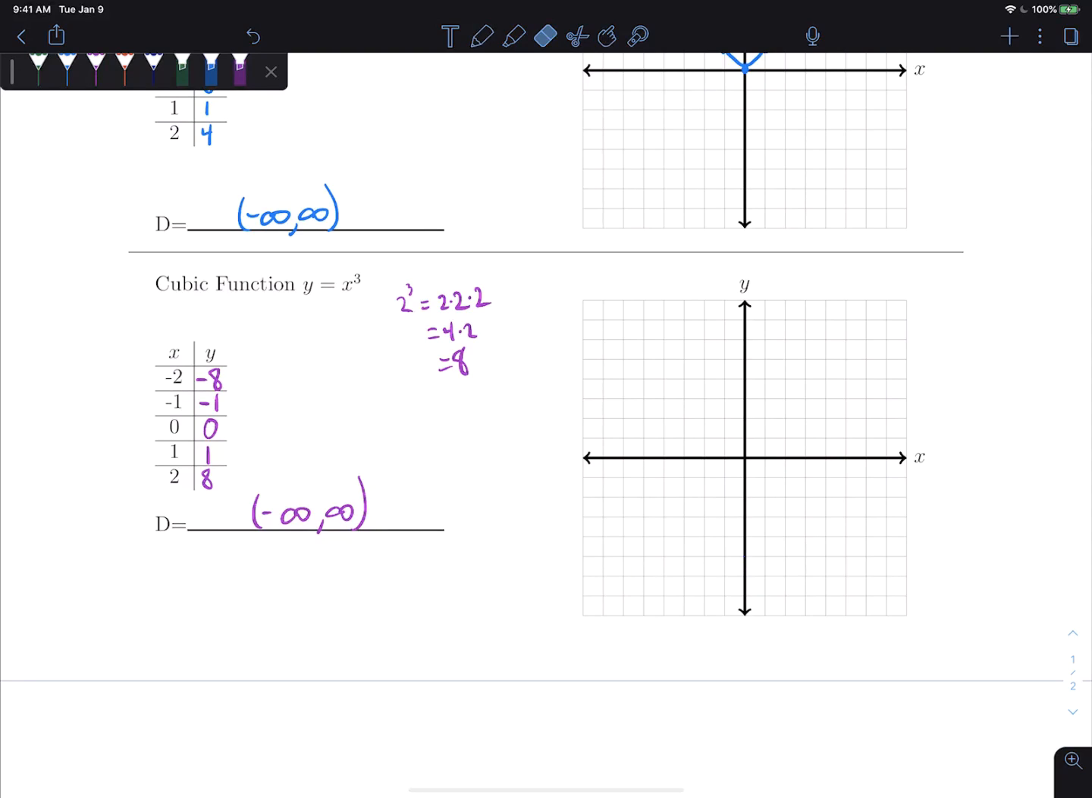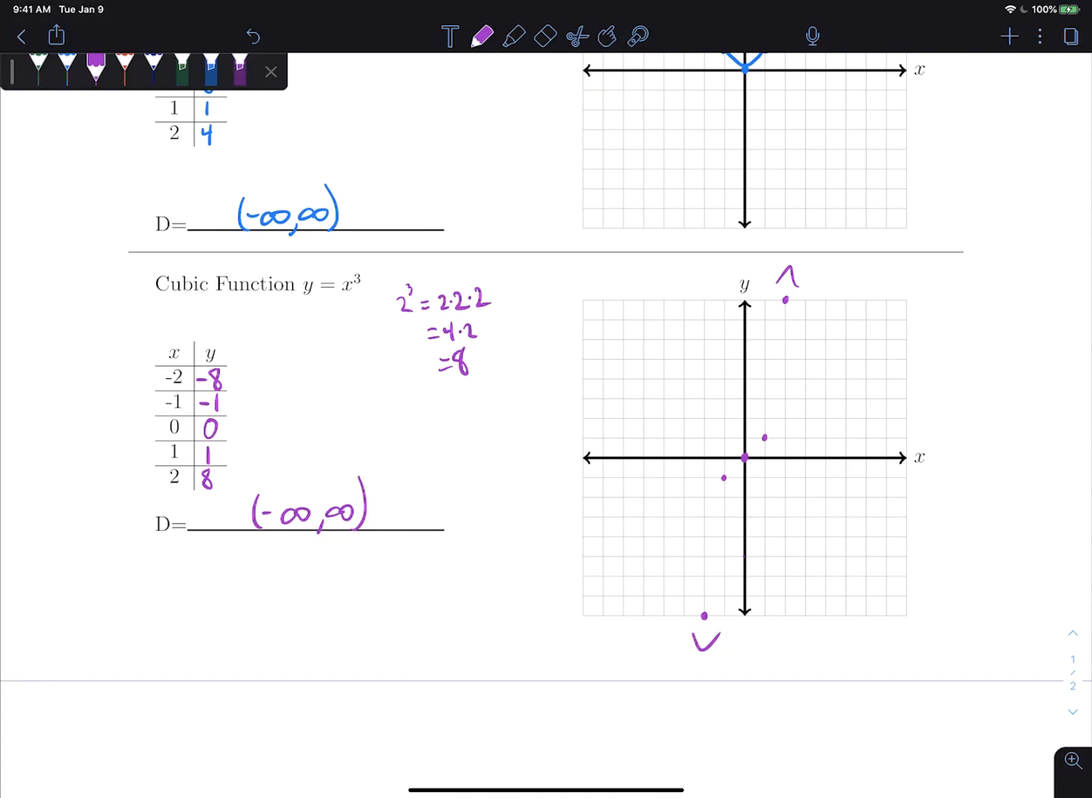So there are 8 little tick marks on this, and that's going to give us -2, -8 is right down here. -1, -1 is there. 0, 0, 1, 1, 2, 8. And then connect these with a trusty straight edge. Well, not a trusty straight edge, but as smooth as possible. How about that?